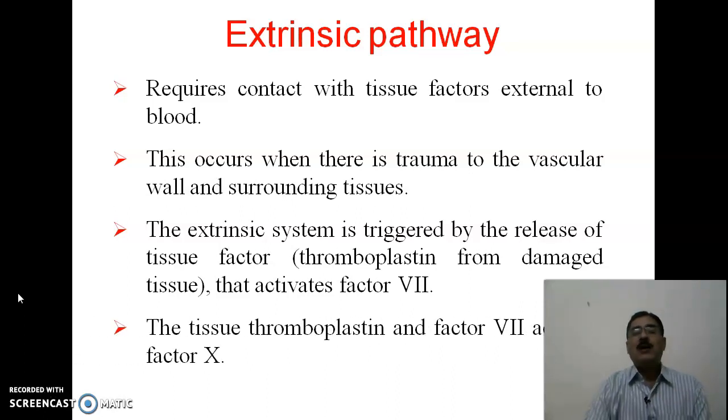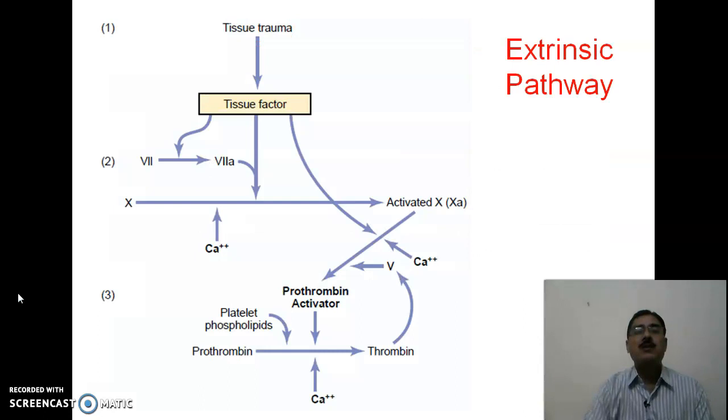The tissue thromboplastin and factor number 7 activate the factor 10. Now the whole process is shown in this slide: first the tissue trauma, which releases the tissue factor, converting the factor number 7 from its inactive form to its active form, and this activated factor 7 is converting the factor 10, that is the glass factor, into its activated form.